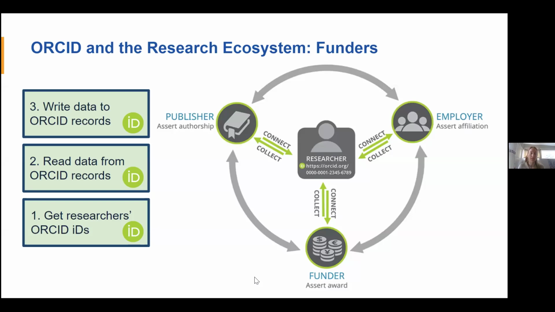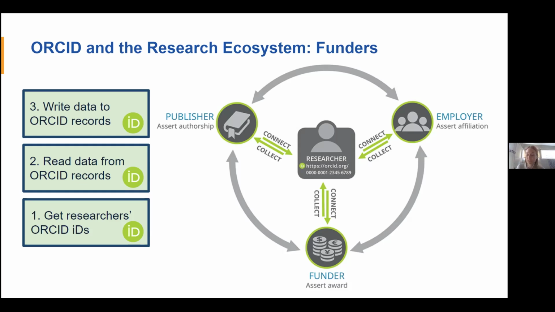So looking at the research ecosystem as a whole, this graphic on the slide illustrates how ORCID can fit into the entire research landscape or ecosystem. You have the researcher at the center with their ORCID ID and their ORCID record, and then ideally that researcher's employer, for example, will connect with their ORCID record, get information from it, and add information to it. Same thing with any publishers and also any funders that researchers are working with. And so ORCID and the ORCID record start to serve as this central hub for keeping track of information about researchers and the different organizations that they're working with.